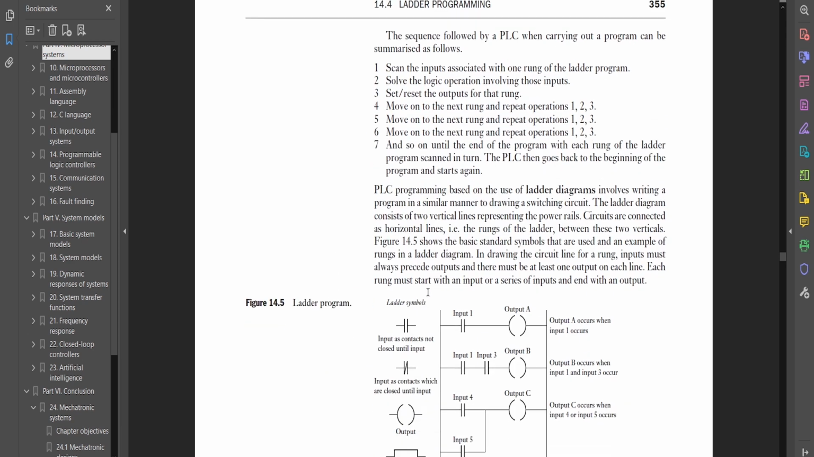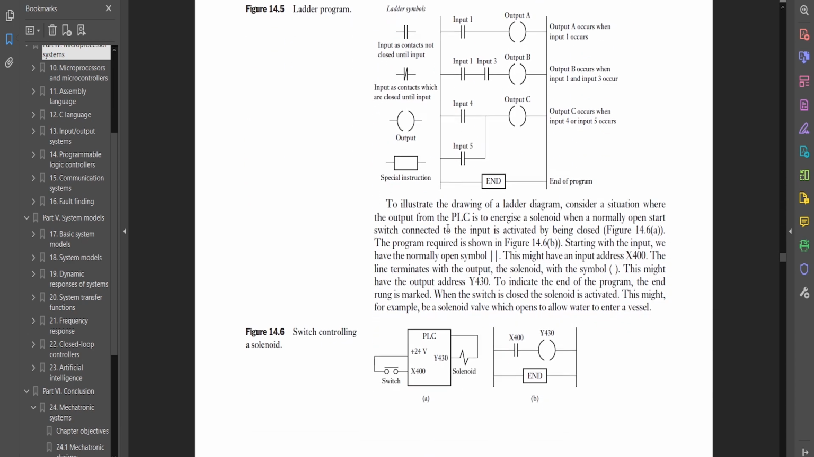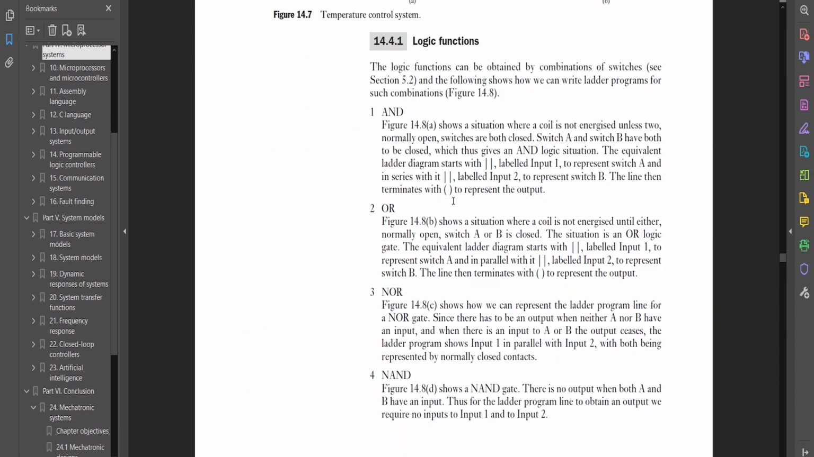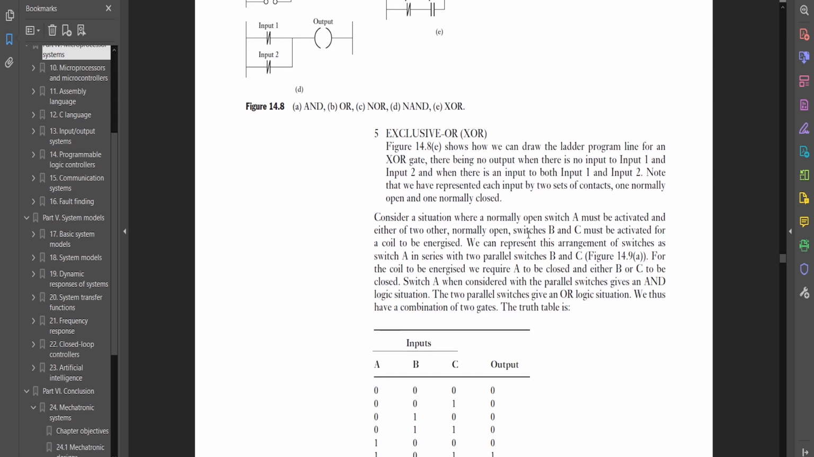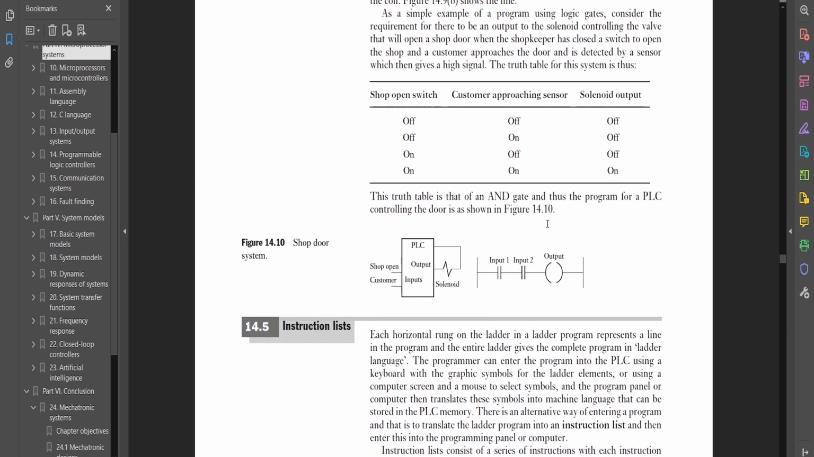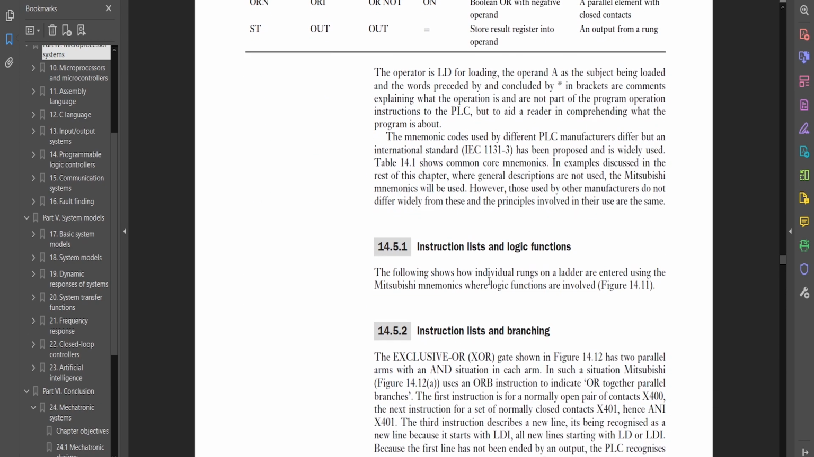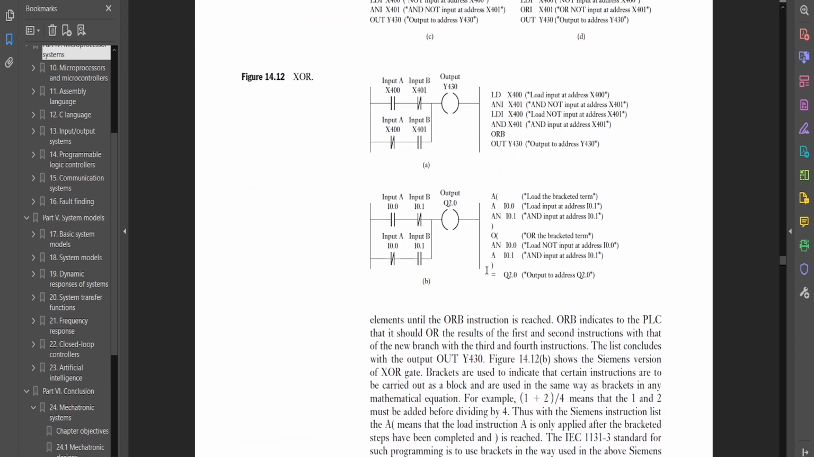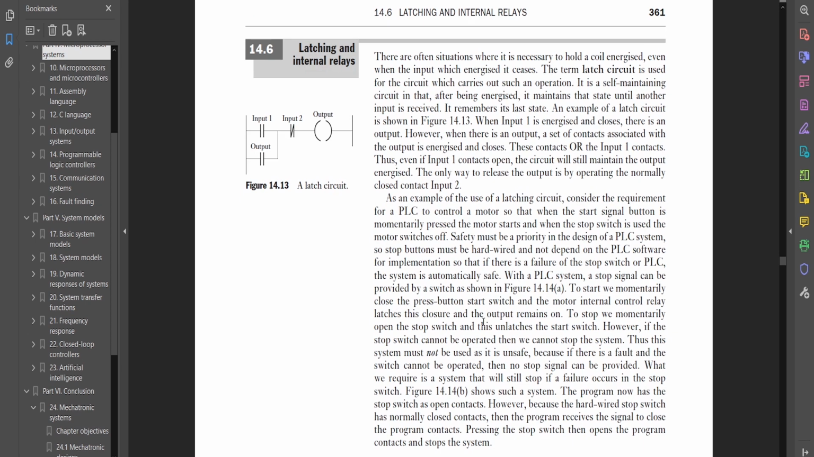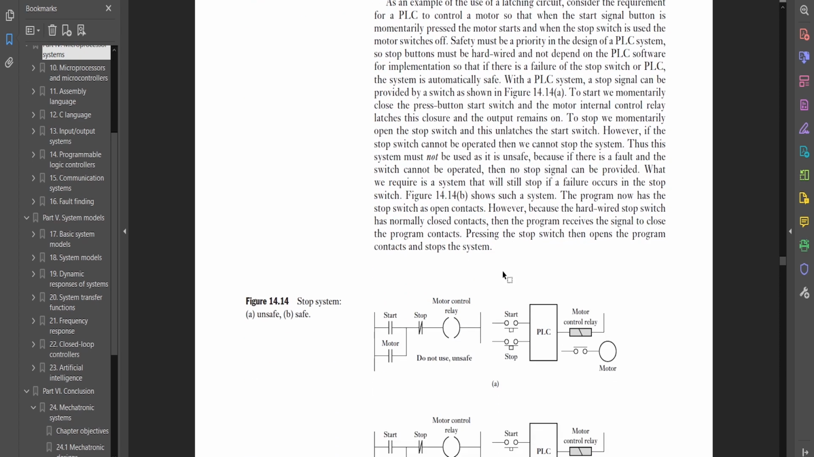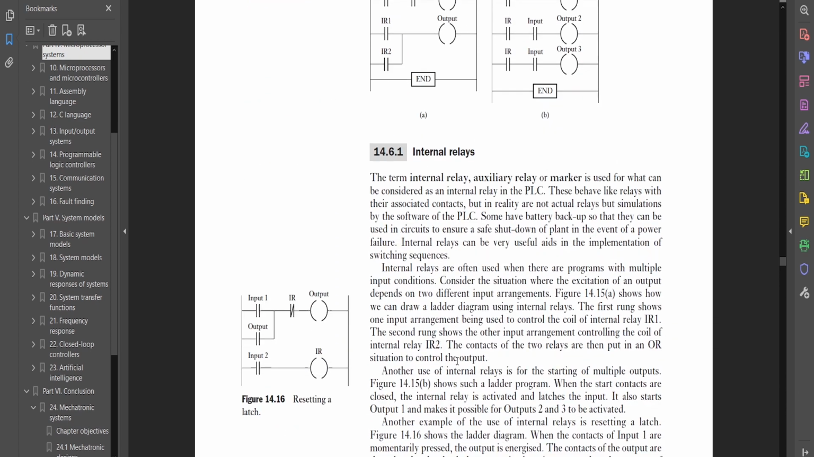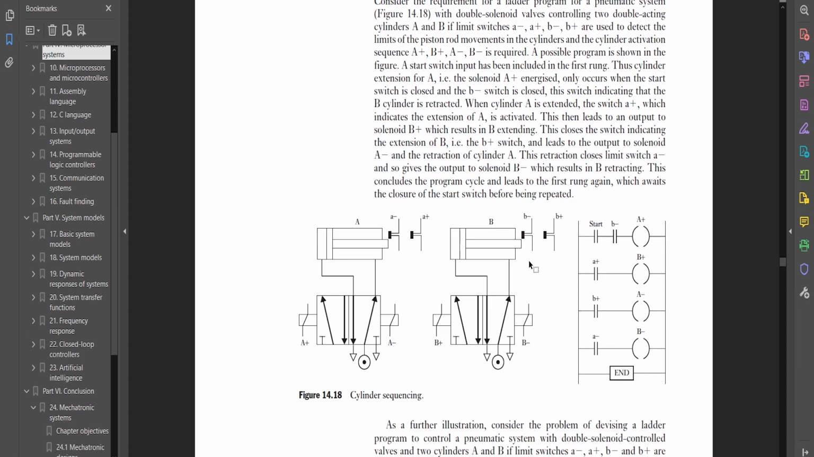Ladder programming, I'm going to skip ladder programming. Logic functions, again, we've already touched on this in this book. There's still ladders, this is all ladder programming, which I'm not going to get into. Latching and internal relays. There are often situations where it's necessary to hold a coil energized even, okay, don't worry about that. We're still in the weeds. Let's get out of the weeds.